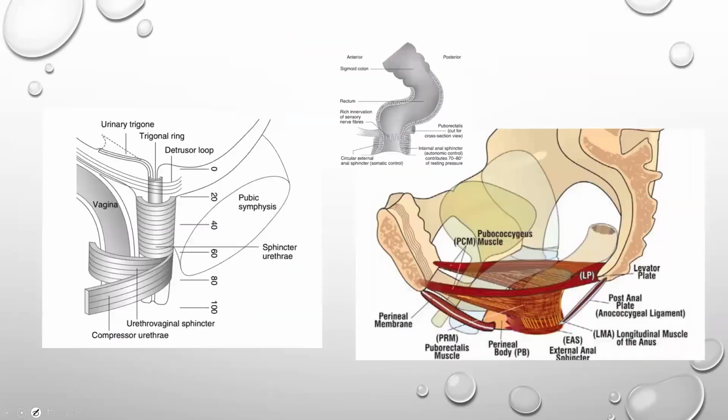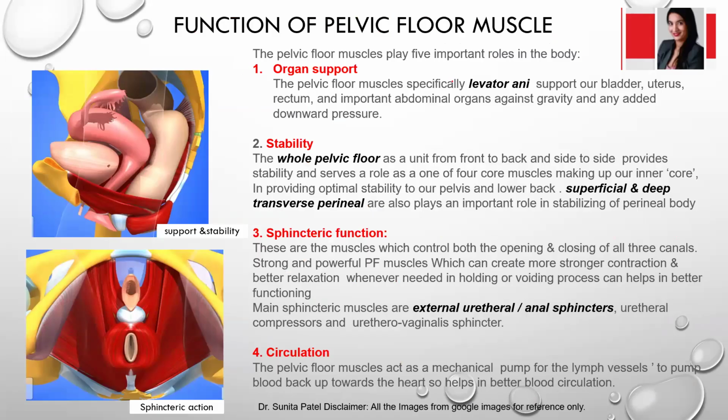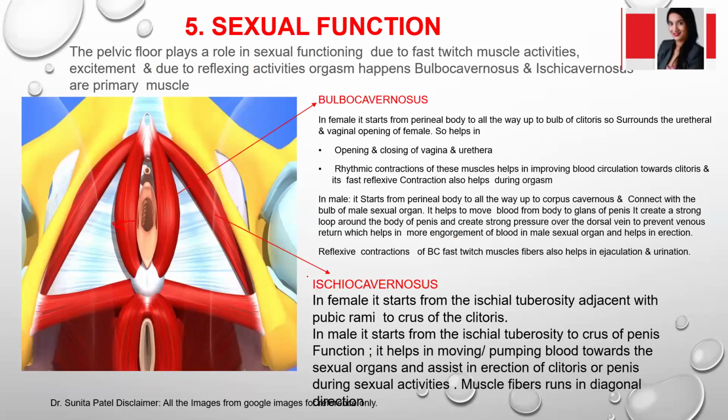So now let me show you this. The functions of the pelvic floor: they are supporting the organs. You can understand now, every organ is supported by the deeper levator ani muscle. They are providing stability. Yes, the superficial and deep transverse perineal, ischiococcygeal muscle, they are providing stability. Sphincteric, yes, all these muscles around the urethra, vagina, anus, they are opening and closing, so they are working as a sphincteric action. Circulatory, they are helping in venous return. Sexual action, they are helping in sexual function.